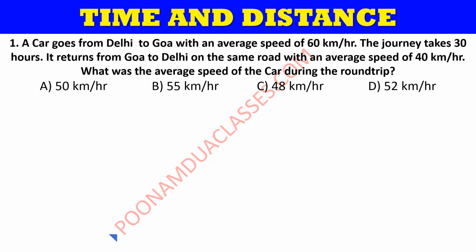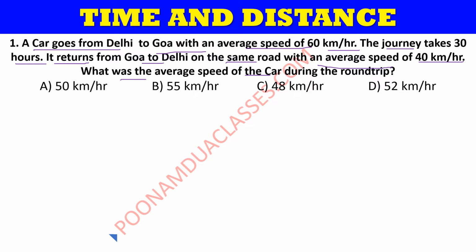Let us see this next question. A car goes from Delhi to Goa with an average speed of 60 kilometers per hour. The journey takes 30 hours. 30 घंटे की journey है. It returns from Goa to Delhi on the same road. मतलब कि distance same है. With an average speed of 40 km per hour. What was the average speed of the car during the round trip?